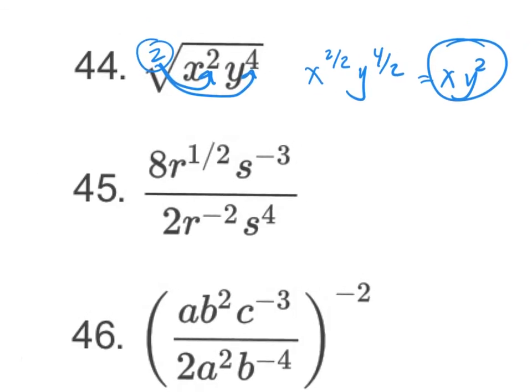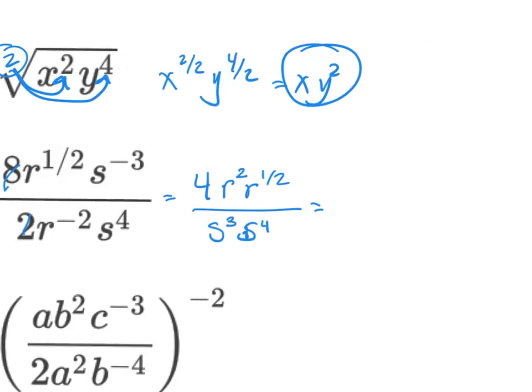In this case here, there are no powers that we need to distribute, so we're just going to go through and simplify. 8 divided by 2 gives me 4. I have r to the 1/2, r to the negative 2, s to the negative 3, s to the 4th. I'm going to make my exponents positive first before I start adding and subtracting. So I'm going to move r to the 2nd up top, so that becomes r to the 2nd, and then r to the 1/2. And then I move my s to the negative 3 to the bottom to make it positive.